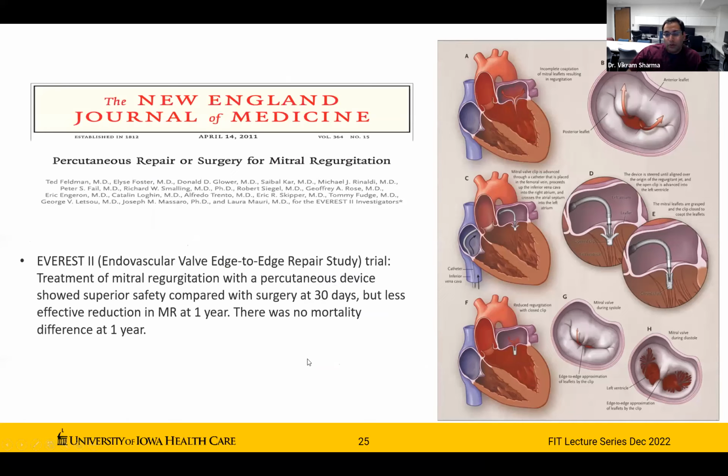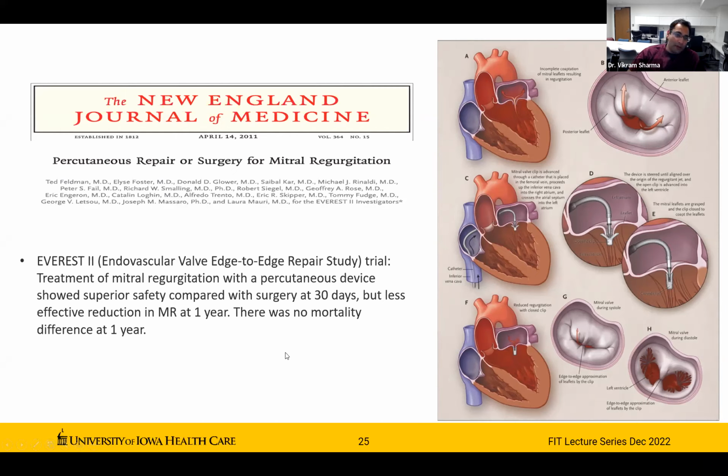So the EVEREST-2 was one of the first few studies that really helped establish transcatheter edge-to-edge repair as an important treatment modality for patients with mitral regurgitation. The EVEREST-1 was really a phase 1, more of a proof of concept study, but the EVEREST-2 is a study that compared surgical mitral valve repair or replacement with endovascular edge-to-edge repair. And what this study showed for the first time is that using a transseptal approach to put a clip to bring together the mitral valve leaflets was associated with superior safety endpoints at 30 days with no mortality difference at 1 year. But importantly, this was less effective in reduction of MR within the first 1 year.